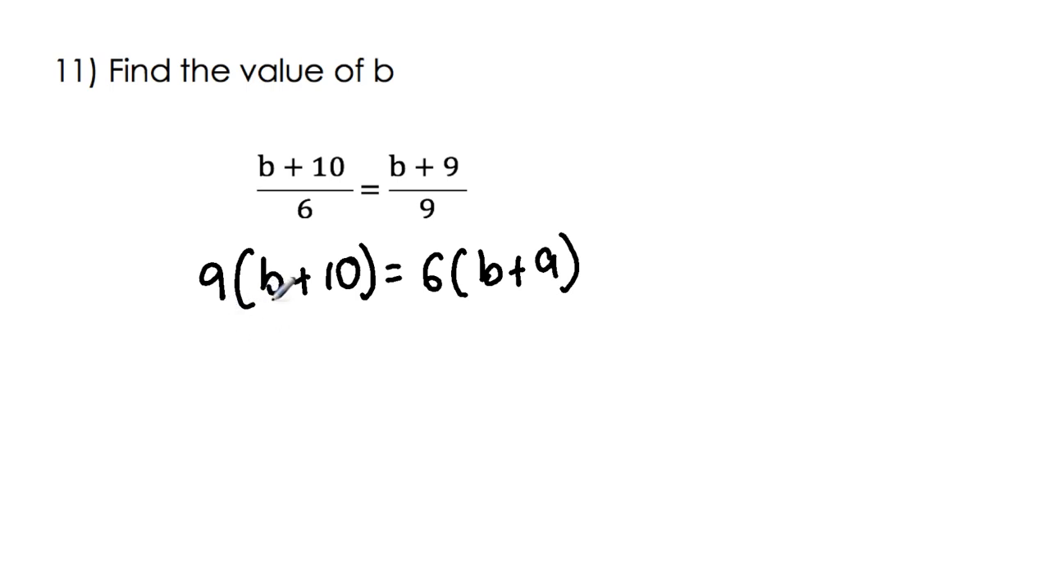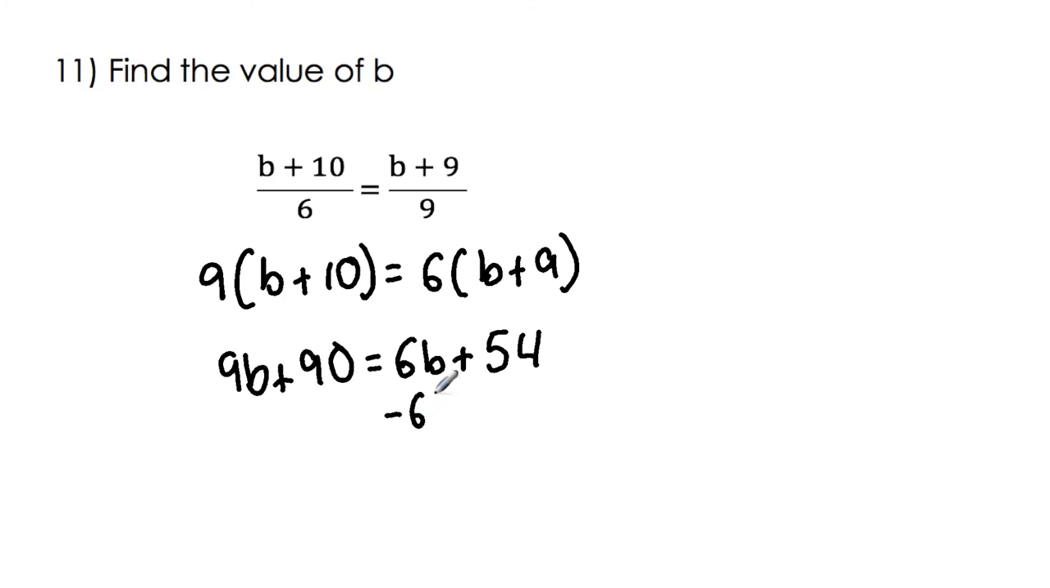I'm then going to expand the brackets. So 9 times b, which is 9b. 9 times 10, which is 90. 6 times b, which is 6b. And 6 times 9, which is 54. I'm then going to be subtracting 6b from both sides. So minus 6b from this side and minus 6b from this side. 6b minus 6b equals 0, so it cancels out. And whatever you do to one side, you must do to the other side.